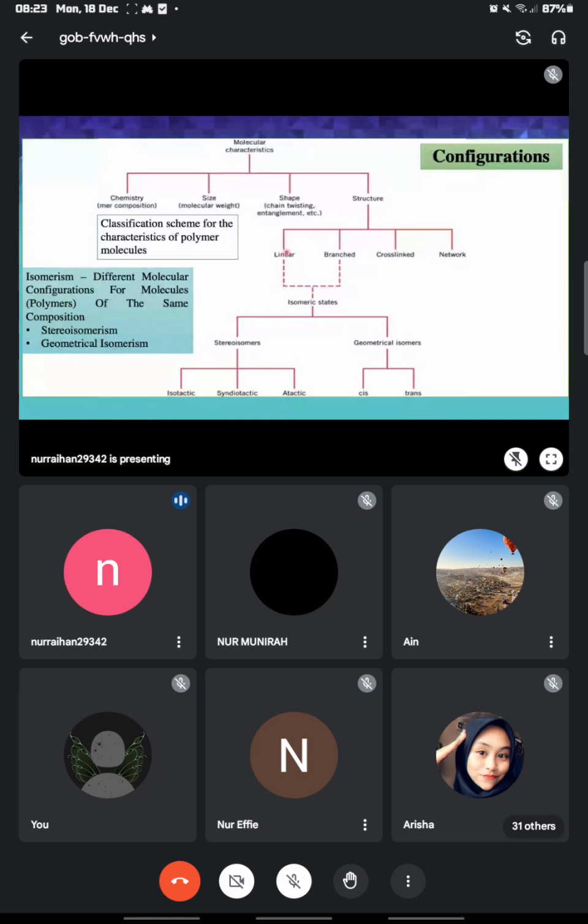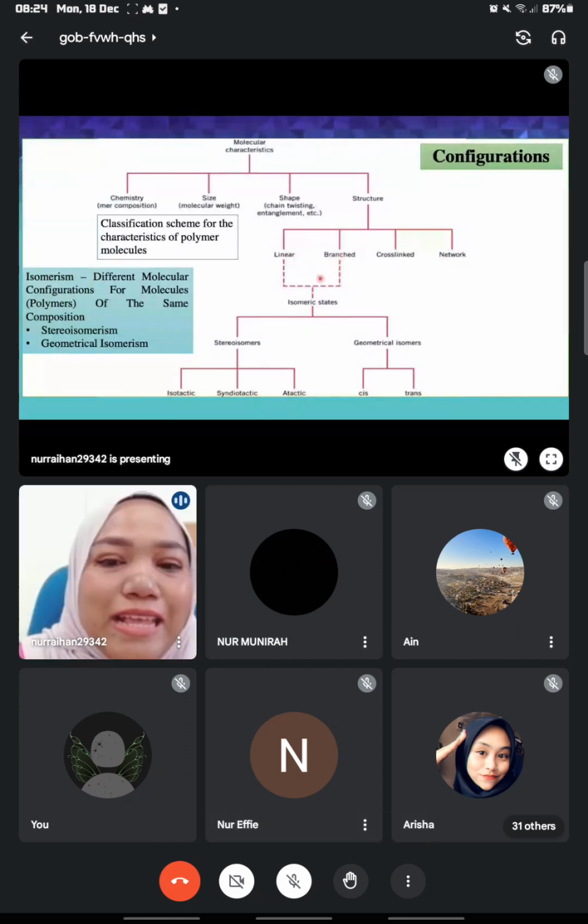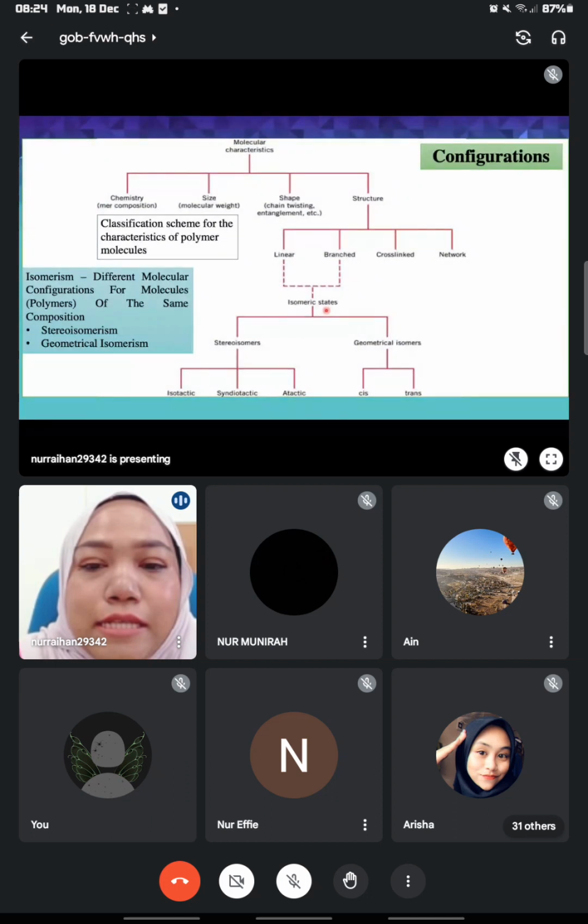Under the structure, under the element of linear and branched polymer, there is the isomeric state. In the isomeric state, there are two types of isomers. The first one is the stereoisomer, which sometimes we call stereoregularity. And the second one is the geometrical isomer. Both the stereoisomer and the geometrical isomer are considered as types of configuration for the polymer.